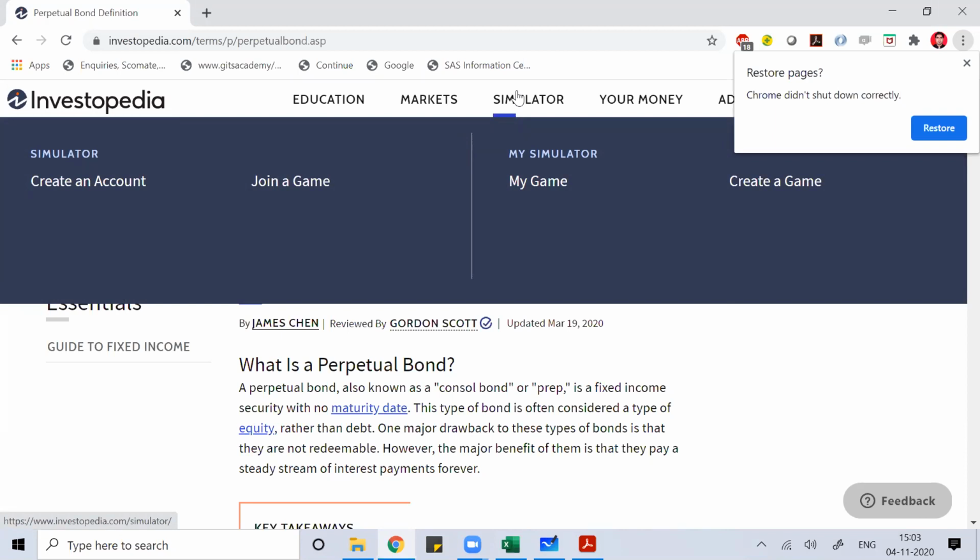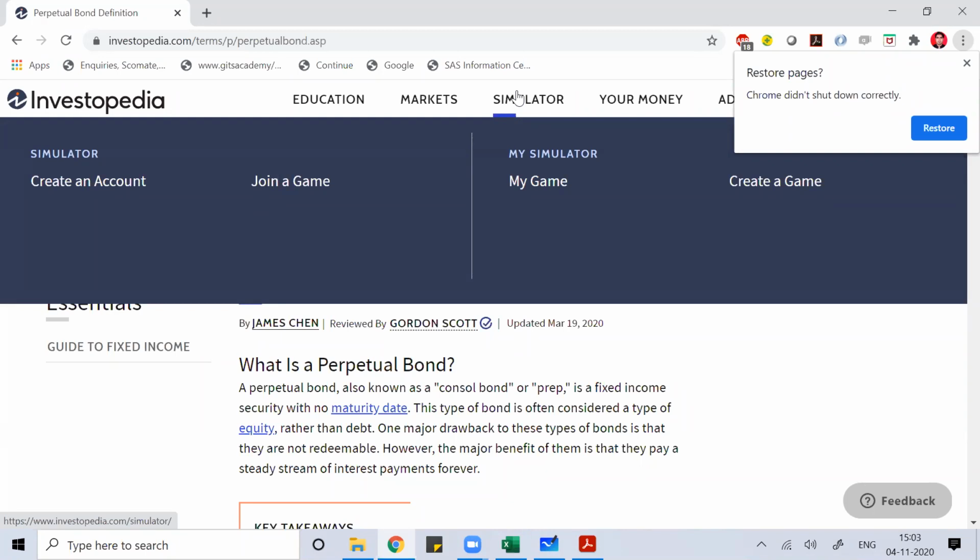One major drawback of this type of bond is that it is not redeemable. Redeemable means something which matures in the future. Non-redeemable means which never matures in the future. Whenever we talk about preference shares, a preference share is a redeemable equity instrument, while an equity share is an irredeemable equity instrument.